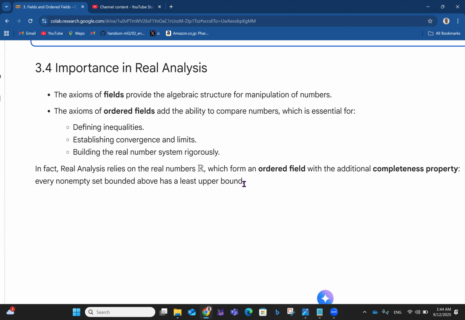I think we saw some of the most important axioms or theorems in real analysis in the first video. In subsequent videos we'll be talking about this in some more depth. So real analysis relies on the real numbers, which form an ordered field with the additional completeness property that every non-empty set that is bounded above has a least upper bound. So it has the smallest number that bounds it above. I think that's the idea of least upper bound. So with this, we come to the end of this third video on fields and ordered fields as far as real analysis is concerned.